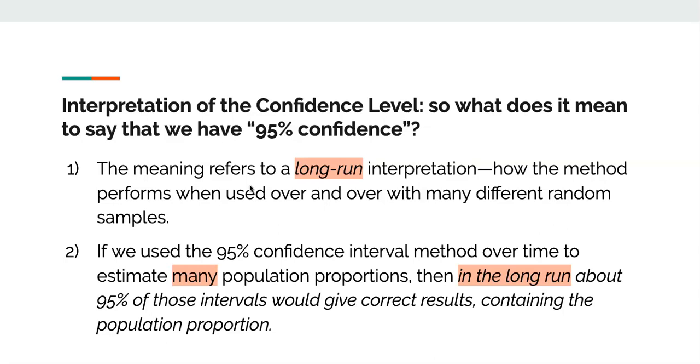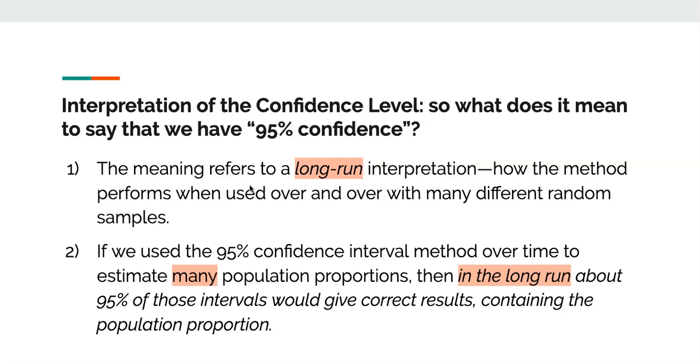A quick interpretation of what this 95% confidence means, and then let's do the Canvas quiz together. Interpretation of the confidence level. So what does it mean to say that we have 95% confidence? Well, the meaning refers to a long run interpretation, how the method performs when used over and over with many different random samples. Suppose that you create 100 confidence intervals. Out of 100 of these confidence intervals, about 95 of them will capture the true population proportion.